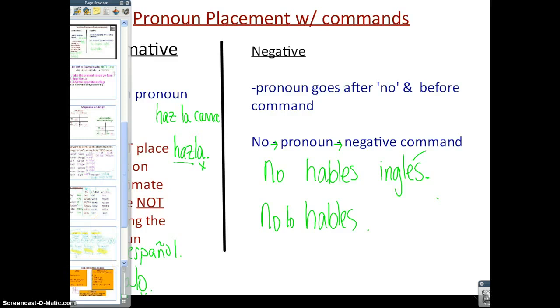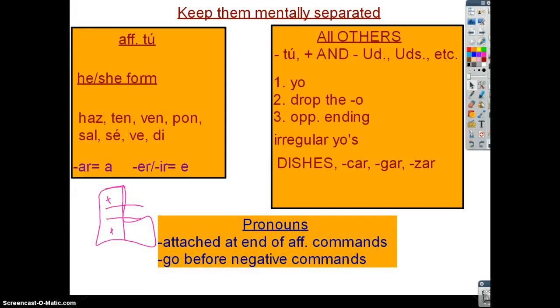And just one more time at the review of this, here is a quick summary of what you need to know about commands and what you should have in your brain files.